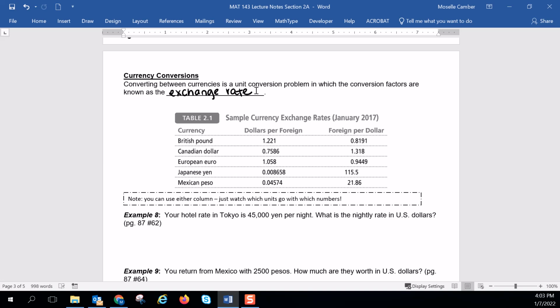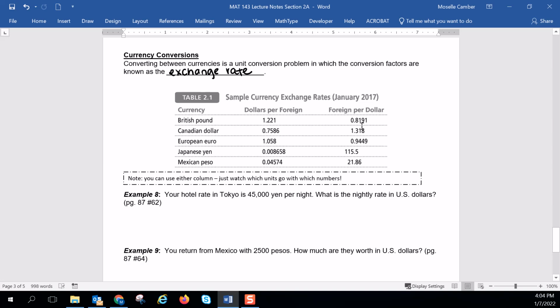Now those exchange rates are constantly being updated. So to try to keep things simple and uniform, we're going to stick with old currency rates. So for example, in this table we have January of 2017, one of the exchange rates. You notice that there are 3 columns. The first column is the different types of currency. So like we would be going from our dollar to say the British pound, or the Canadian dollar, European euro, Japanese yen, or Mexican peso. So this is currency between us and each of these.